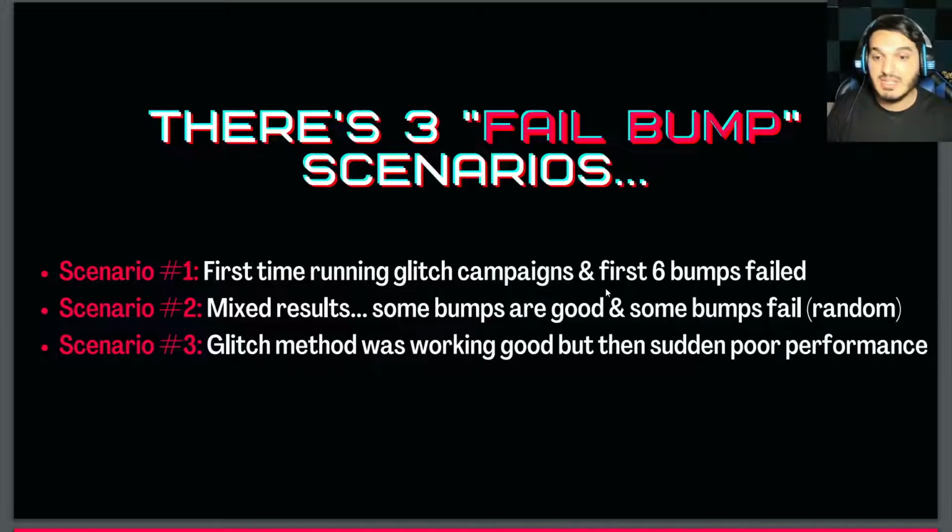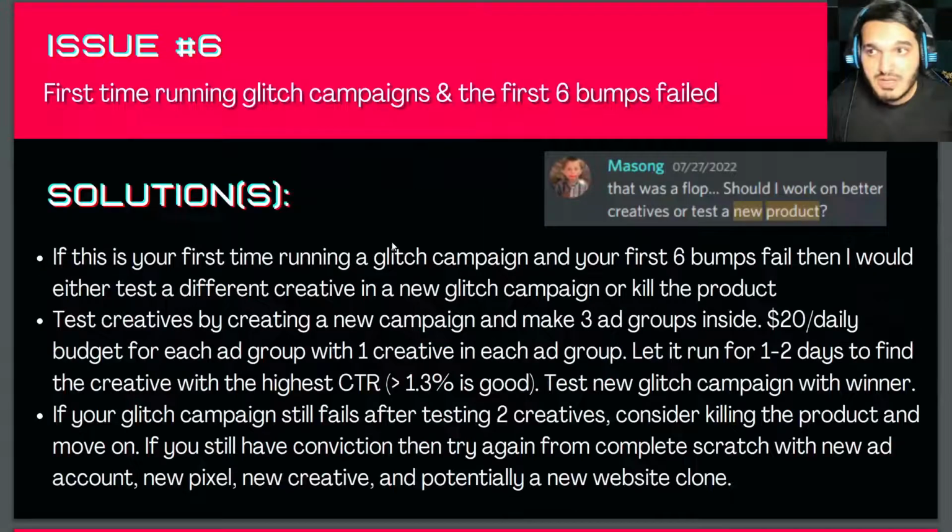Scenario number 3, the glitch method was working very good, you made so much money, you crushed it, your life has basically changed, but all of a sudden your campaigns have started to perform poorly and all your bumps are failing. I'm going to teach you how to solve that later. So issue number 6, that is scenario number 1 we're talking about.